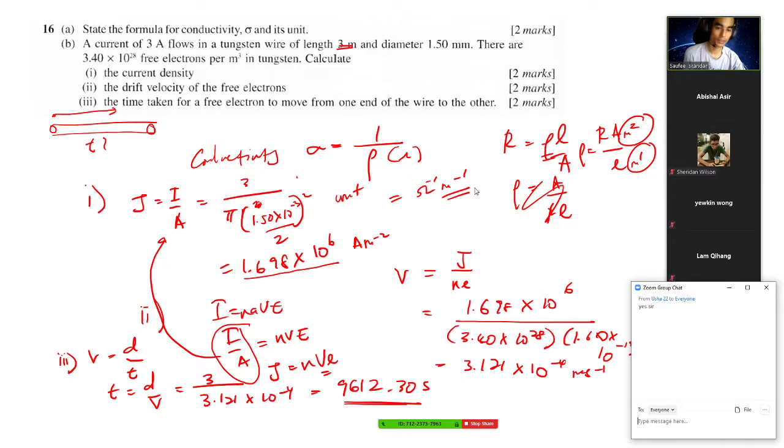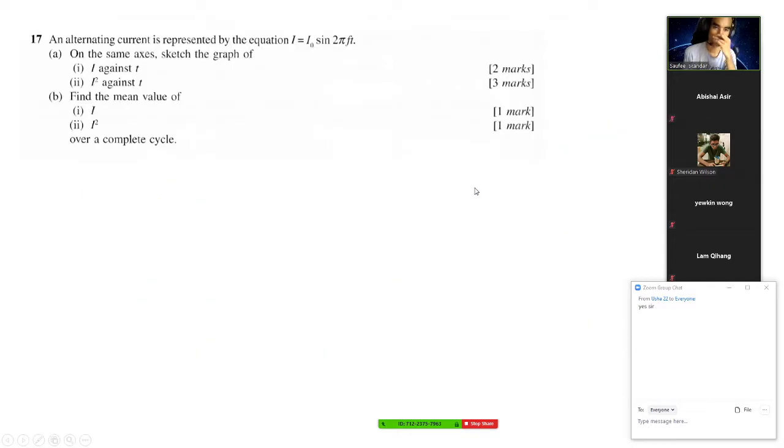Okay, we move to question number 17. This is very easy. You can see the marks are 2, 3, 1, 1, so don't think too deep. Current is represented by the equation I equals I naught sine omega t, where omega is 2 pi f. On the same axis, sketch a graph of I against t and I squared against t. So you have a single axis with two graphs.